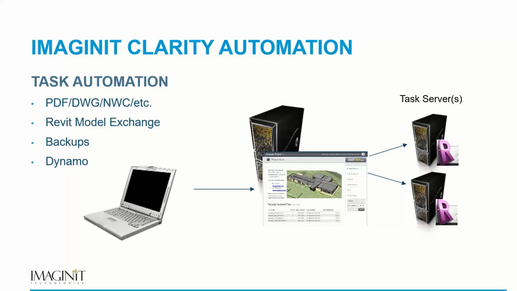So from a task automation perspective, the idea is that you can tell Clarity how particular tasks need to be done on a particular project. So whether it's PDF or DWG or Navisworks or anything like that, you can say, this is how we do it. This is the standard. And anyone can come to the Clarity intranet web page, click a button, say we need new PDF progress sets, and that work is then sent out to be batch automated on one or more machines that you designate to do that work all in the background.